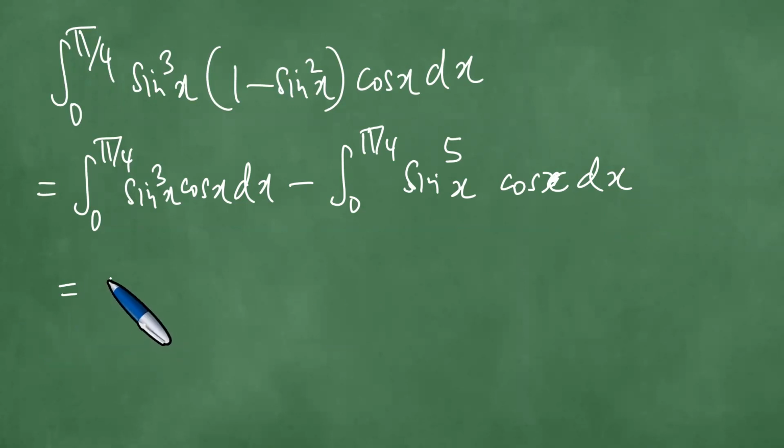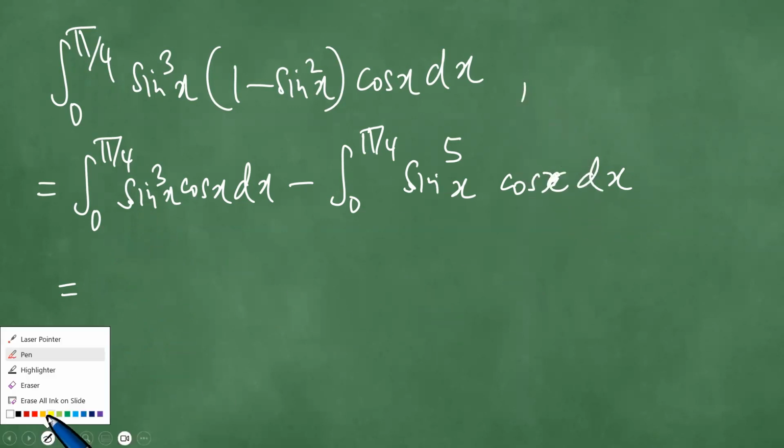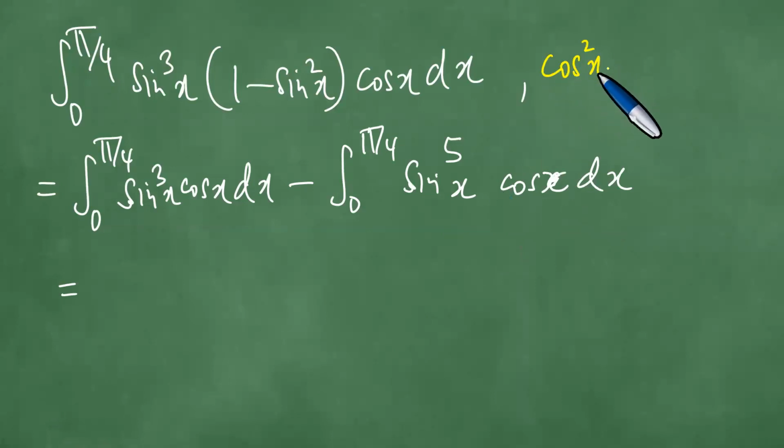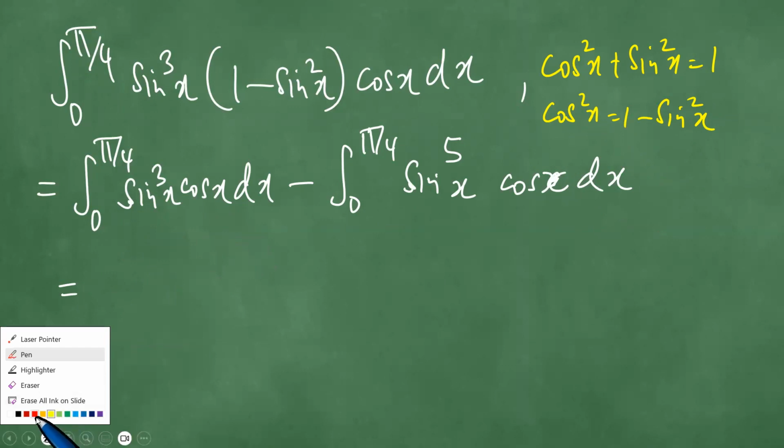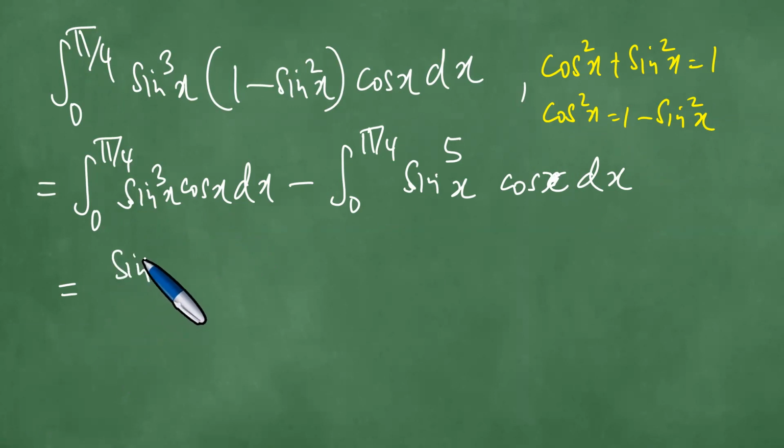So what is this? There's a formula that you need to use here. We also use the very famous formula that cosine squared plus sine squared is 1. Cosine squared is therefore 1 minus sine squared. Let u be sine. The derivative of sine is cosine. It cancels this. And therefore, we get sine to the 4th power of x.